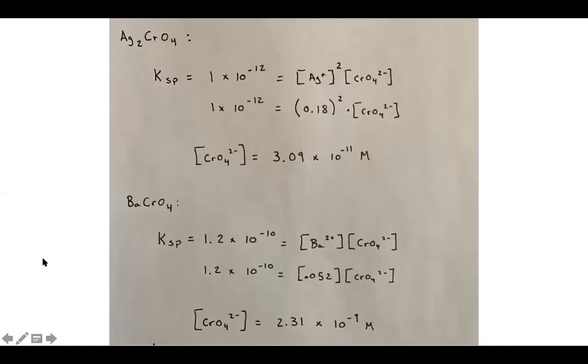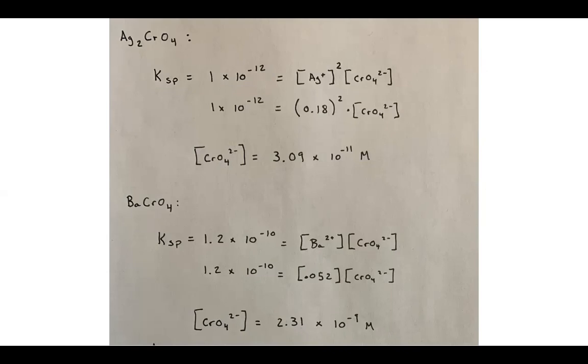Okay, so in this portion, I'm just going to solve for what concentration of that chromate ion can combine with either cation. What concentration of chromate do I need in order to reach my KSP? Because as soon as you go over that concentration we solve for, precipitate will start to form.